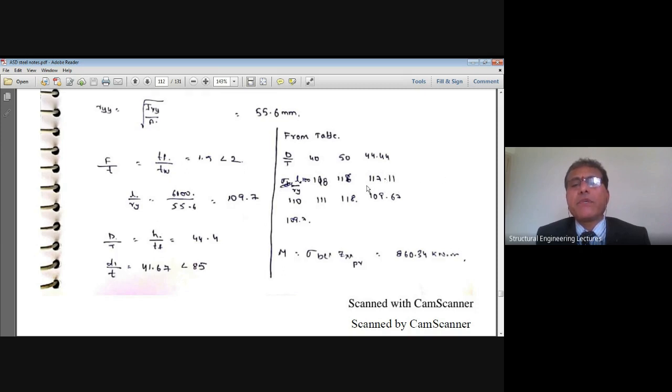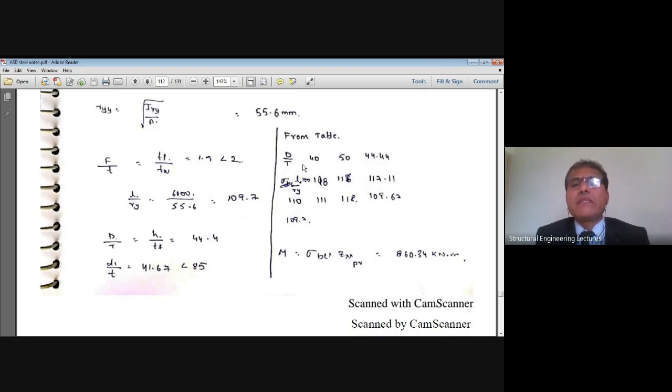This is the permissible bending compressive or tensile stress. Similarly, now this is for 100 stiffness ratio. Similarly, now you do for 110 stiffness ratio for D by T. For 40 it is 111, for D by T 50 it is 118, therefore for D by T 44.4, interpolating in a similar fashion, you will get 109.67 MPa.